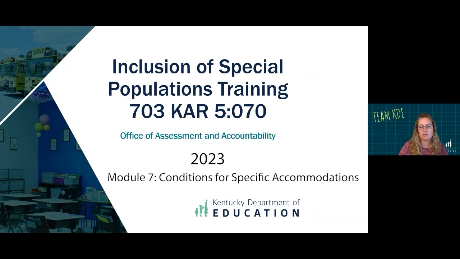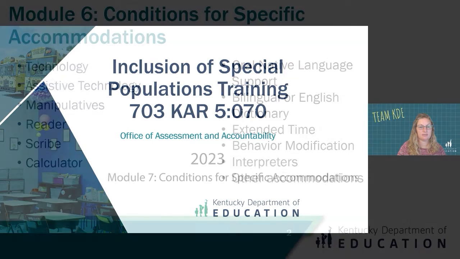Welcome to the Inclusion of Special Populations Training 703 KAR 5:070. This is Module 7 of 7 that make up this training series. This training must be completed prior to providing accommodations for any state-required assessments. Please ensure to review all 7 modules for the complete training.